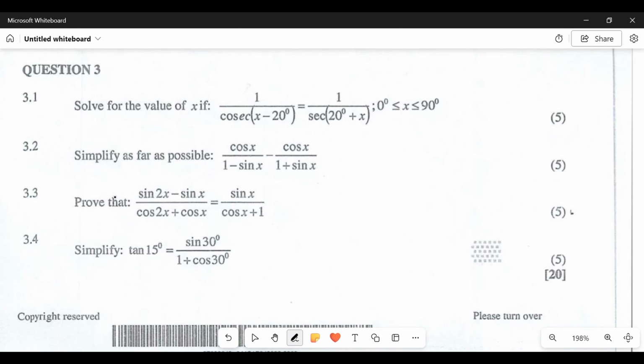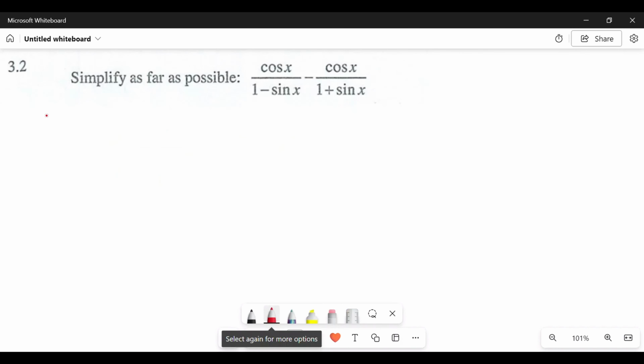Right, guys, now let's look at 3.2. Now here's our 3.2 here. I will copy this question here and try to paste it where it's spaced so that you are able to solve it. All right, guys, let's look at our 3.2.